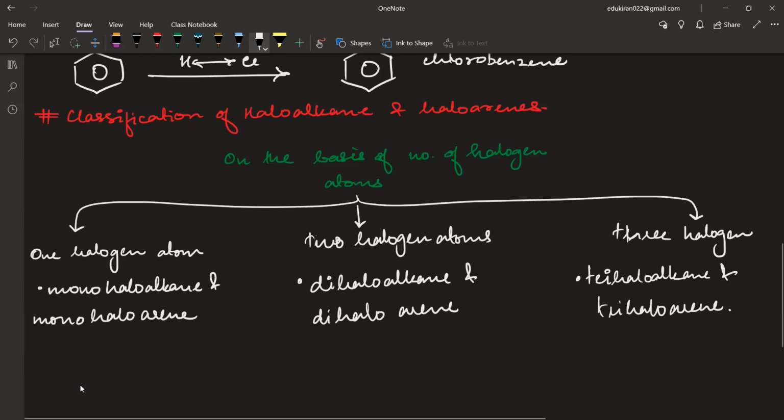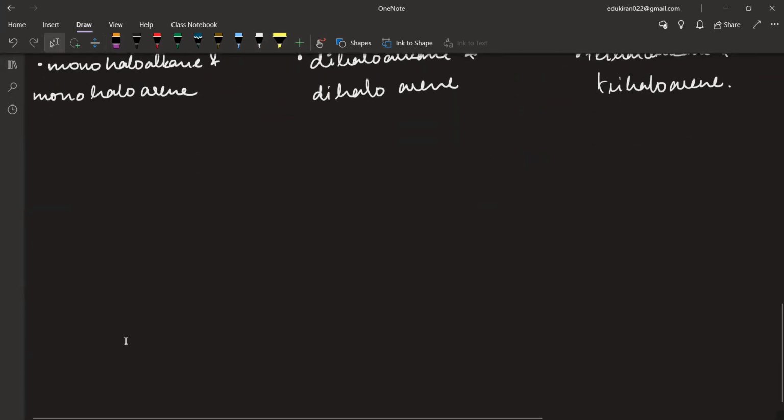ऐसा नहीं है कि अगर आपके पास CH3Cl रहेगा तो आप इसको मोनोक्लोरो मीथेन बोलेंगे. नहीं, now this we will say is a monohaloalkane. Okay, we'll say that this is a monohaloalkane. Classification की बात है, not about naming. This is not about naming. Is that clear? Yes or no? Please tell me. Yes, sir.